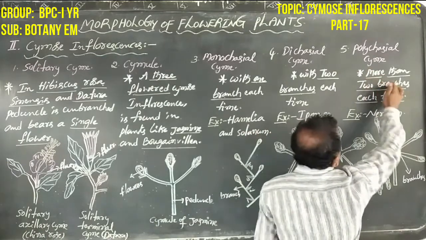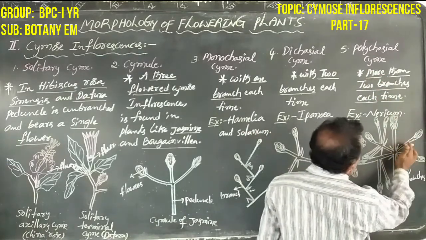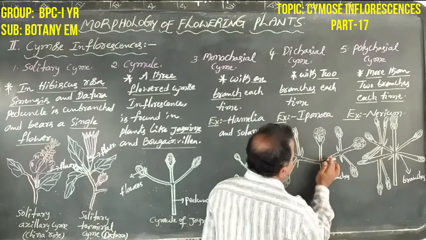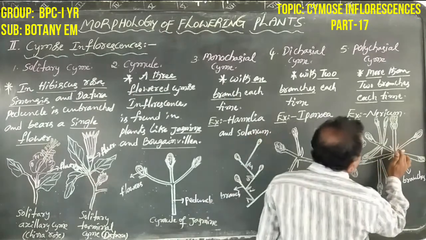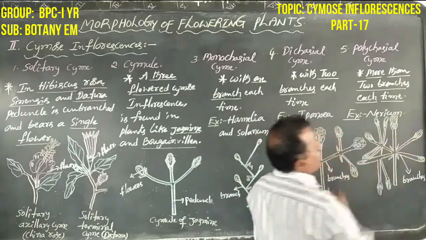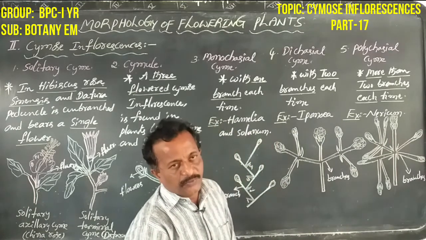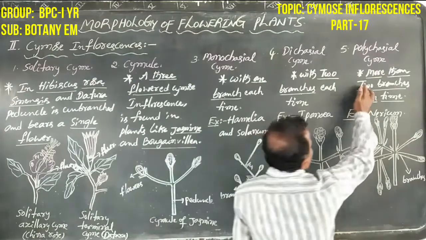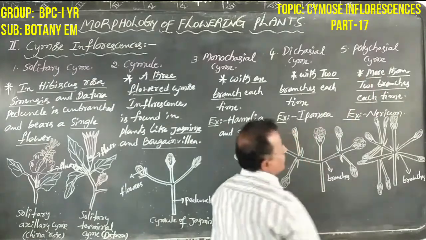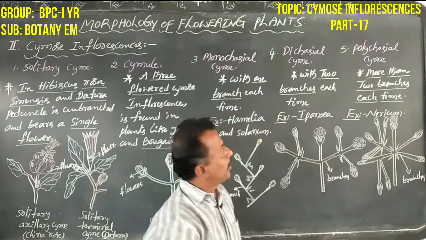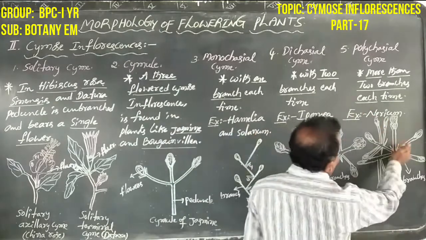Next, coming to the fifth one, polychasial cyme. So more than two branches each time. In the dichasial cyme there are only two branches each time, but here there are more than two branches each time. Three branches will be produced, four branches will be produced. So more than two branches each time, that is a polychasial cyme. This polychasial cyme is seen in Nerium.